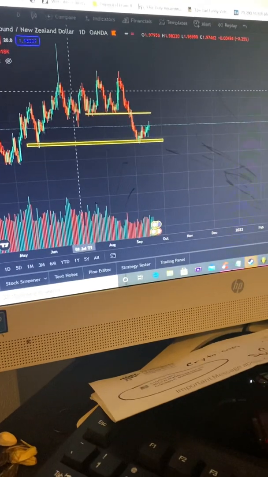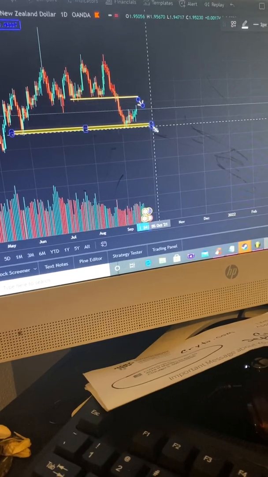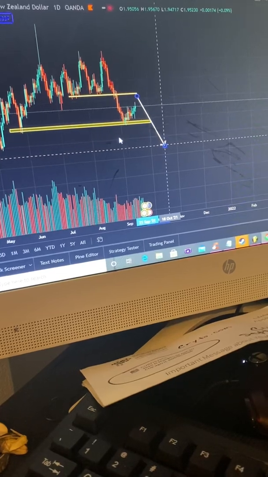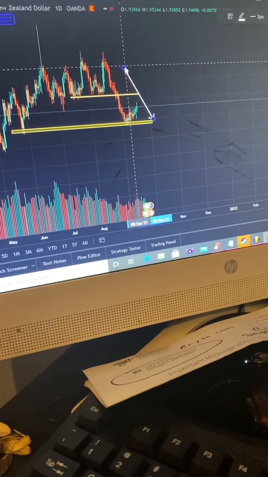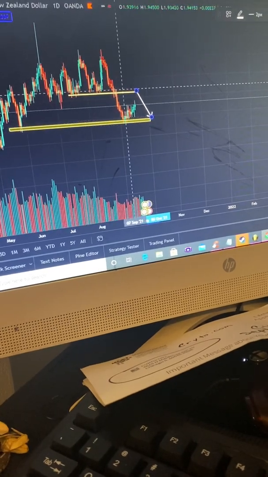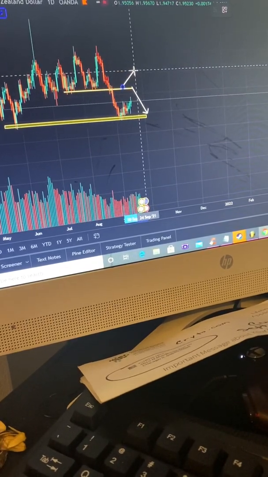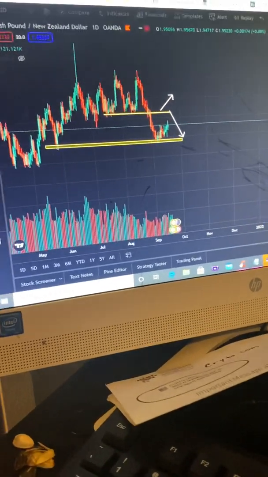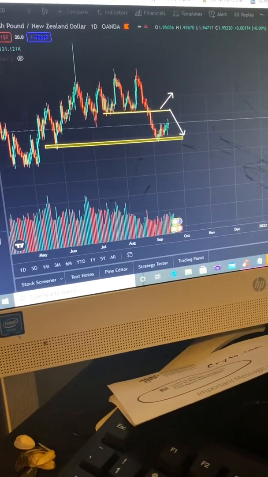Now, after this retest area, two things can happen. It can make some bearish behavior and come back down and retest this area, or it can break back to the upside and continue on, reaching these areas. Not too complicated with GBP New Zealand.